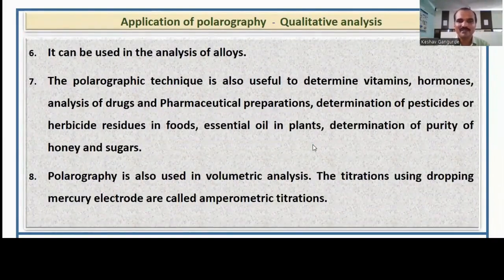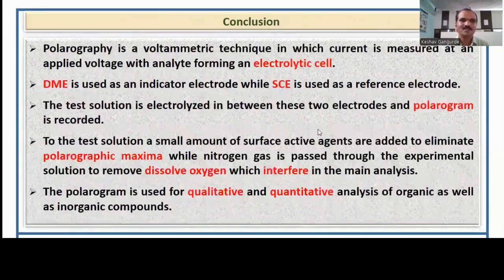The polarographic technique is also useful to determine vitamins and hormones. Analysis of drugs and pharmaceutical preparations is also carried out. The determination of pesticide or herbicide residues in foods, essential oils in plants, and determination of purity of honey and sugars is also carried out by using polarography. Polarography is also used in volumetric analysis, and the titrations using dropping mercury electrode are called amperometric titrations.